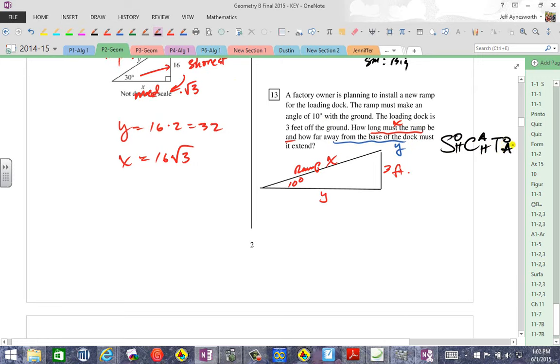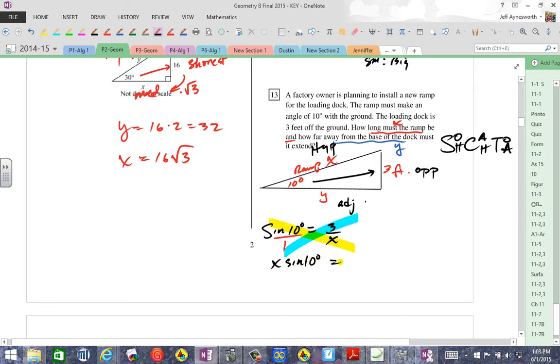All right, Sohcahtoa. So on this one here, we're going to label first. So this is the opposite side, this is the adjacent side, and this is the hypotenuse. Okay, so the opposite and hypotenuse is a sine function. So the sine of 10 degrees is equal to 3 divided by x. Okay, probably the easiest way to handle this is to make it look like a proportion and cross multiply. So if you cross multiply, you get x times the sine of 10 degrees is equal to 3, divided by the sine of 10 degrees on both sides. And you get x is equal to 3 divided by the sine of 10 degrees.